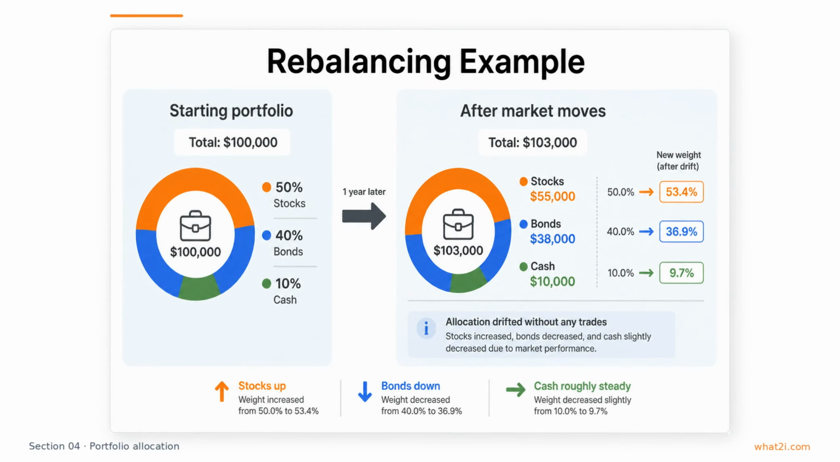Consider a portfolio that begins at 50% stocks, 40% bonds, and 10% cash on $100,000. After 1 year, suppose stocks rise to $55,000, bonds fall to $38,000, and cash stays at $10,000. The total portfolio is now $103,000. Without making any trades, the weights have shifted to about 53.4% stocks, 36.9% bonds, and 9.7% cash. The portfolio is no longer at its intended mix. This is exactly the kind of quiet drift that rebalancing is meant to correct.